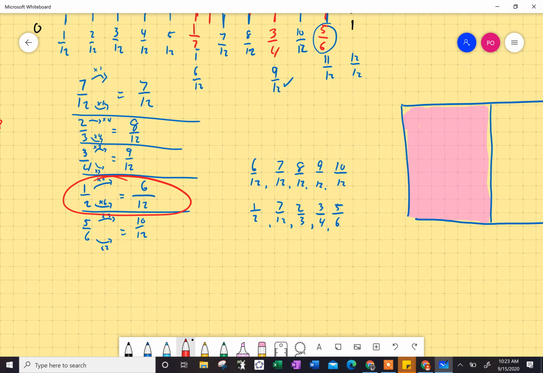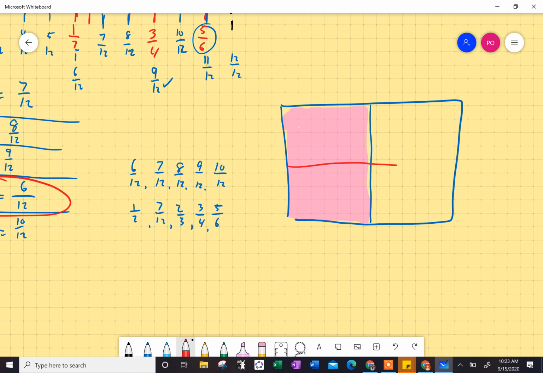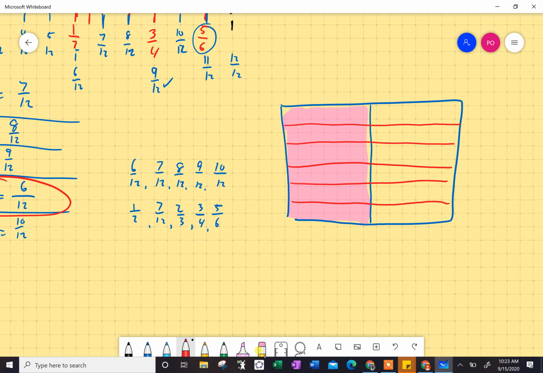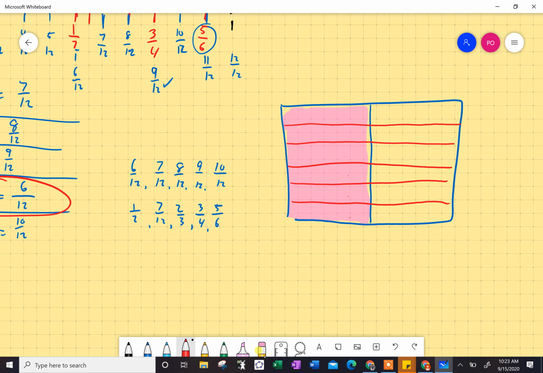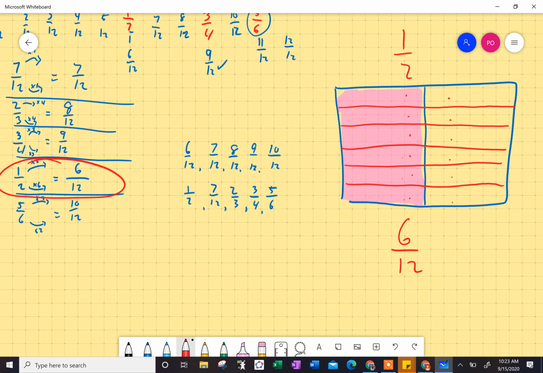So let's see. I'm going to take my box and I'm going to cut it up into 6 pieces. 1, 2, 3, 4, 5, 6. So now, how many of the highlighted pink do I have? I now have 1, 2, 3, 4, 5, 6. My 1/2 is now 6 out of 6 plus 6, which is 12. It's really 6 twelfths.